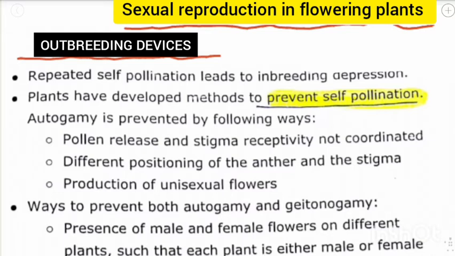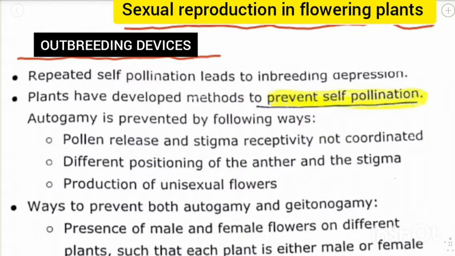Self-pollination is the transfer of pollen from the anther to the stigma of the same flower, whereas cross-pollination is the transfer of pollen from the anther of one plant to the stigma of another plant. So in cross-pollination, anther and stigma are present in different plants, whereas in self-pollination, pollen grains are transferred from anther to stigma of the same flower.